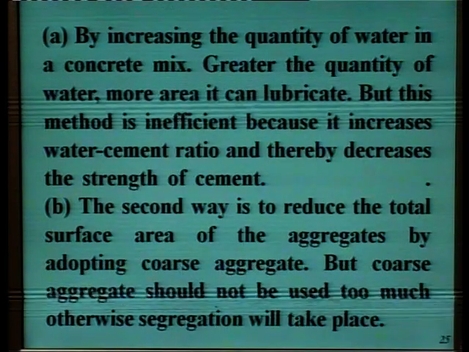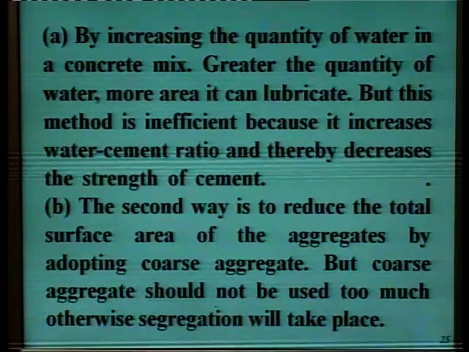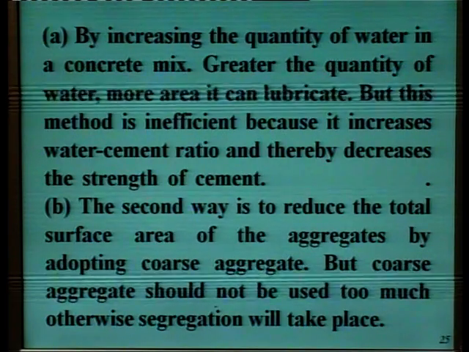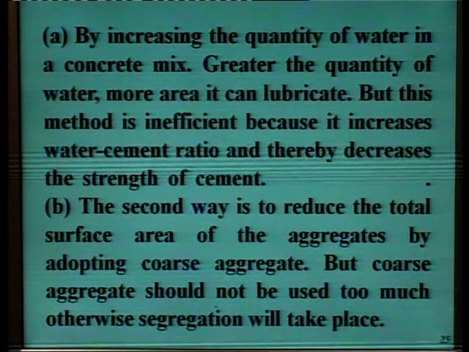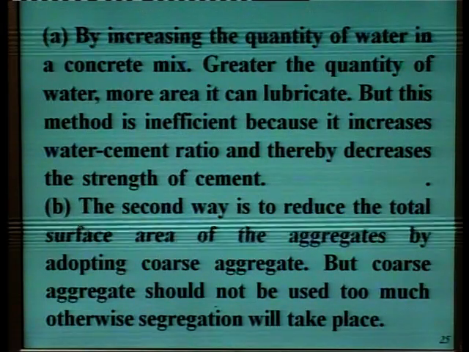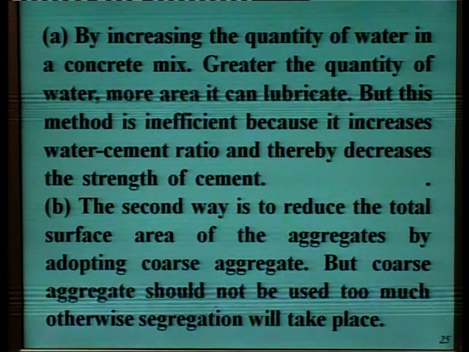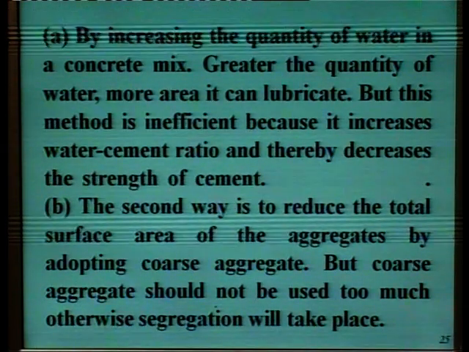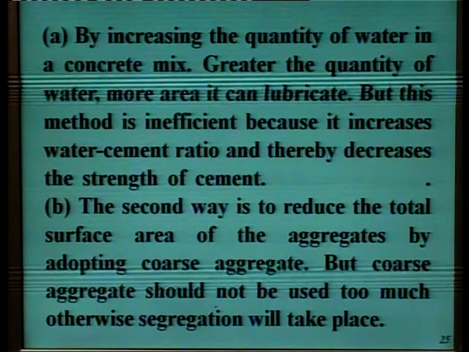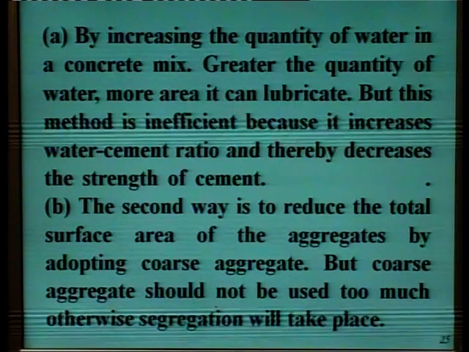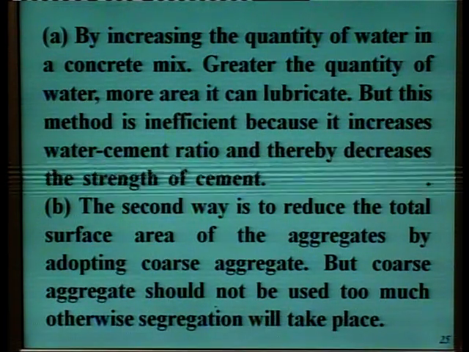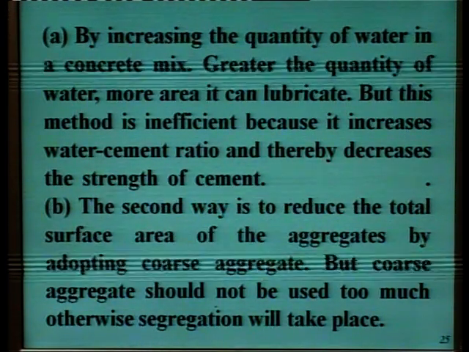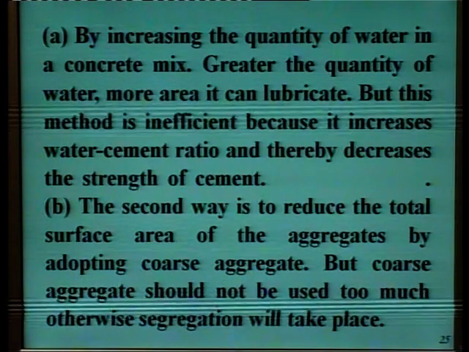Second way is to reduce the total surface area of the aggregates by adopting coarse aggregates, but coarse aggregate should not be used too much, otherwise segregation will take place.